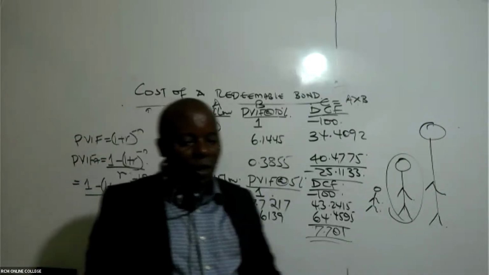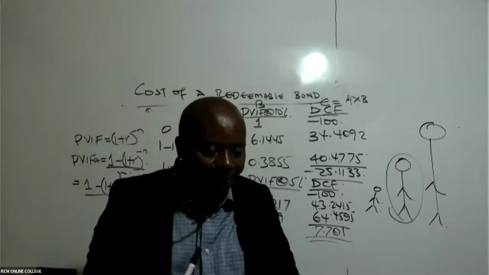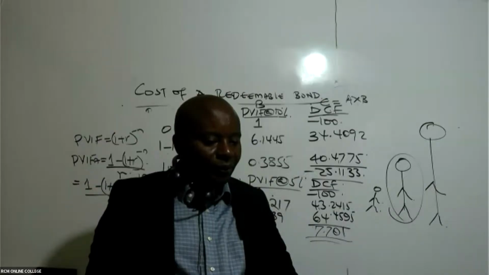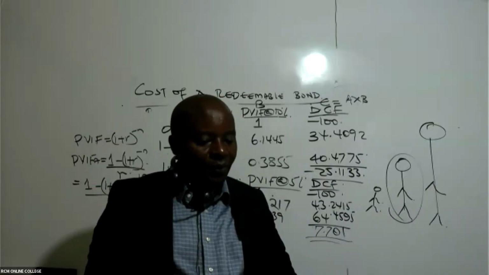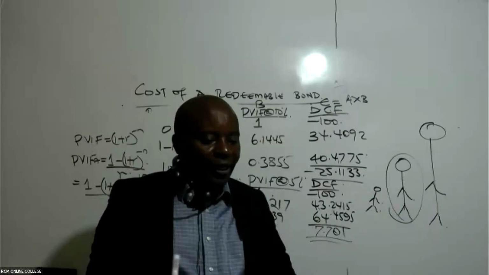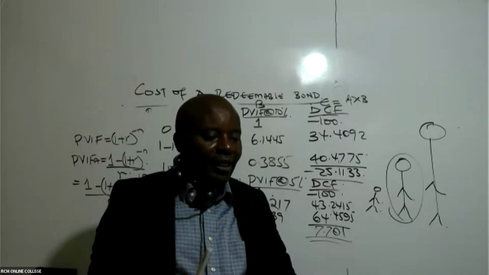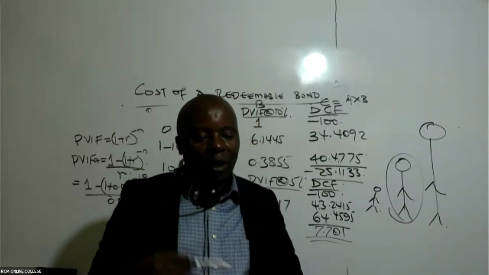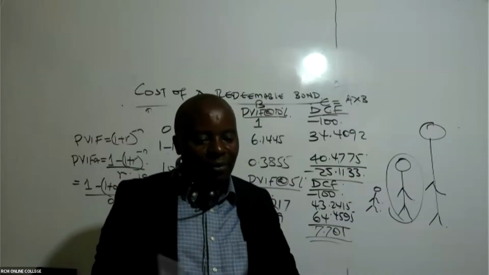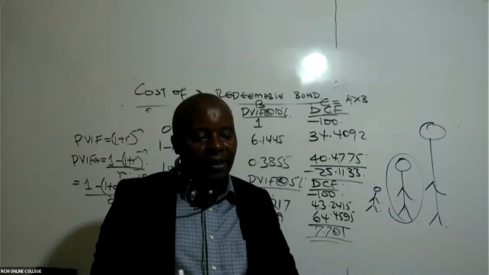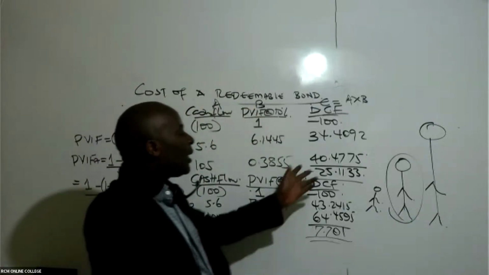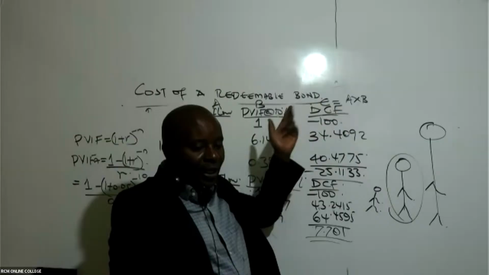Does that sound convincing enough why we went for 5% and not 20%? Because if you try 20%, then you're going to get into a bigger negative. You can try this in your own time. If you try 20%, you will get like negative 40.